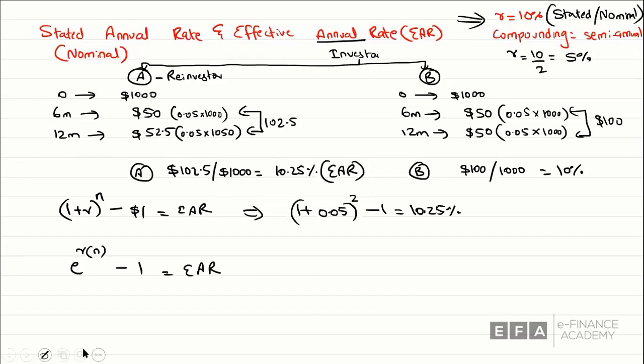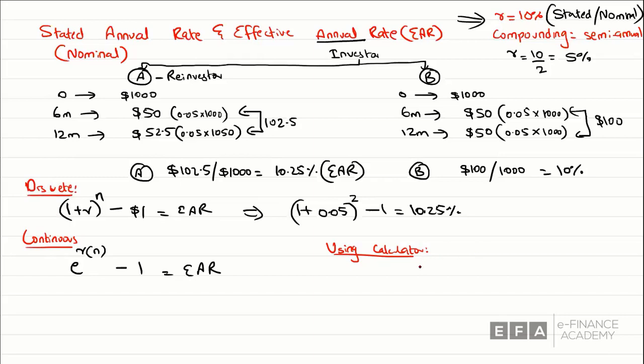Now, let me show you how you could use your calculator to get all this done. Instead of doing it manually, you can use your calculator. And here is how you would do it using the calculator. So this is for continuous, and this is for discrete.